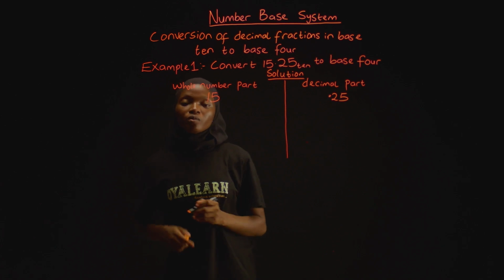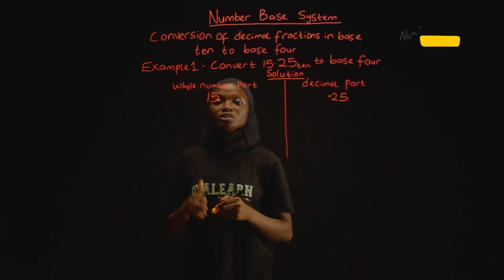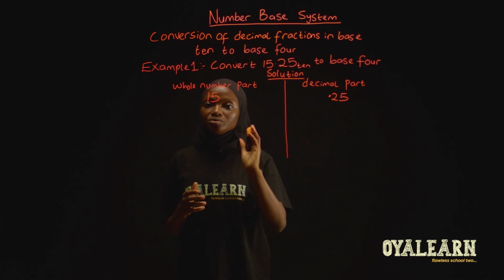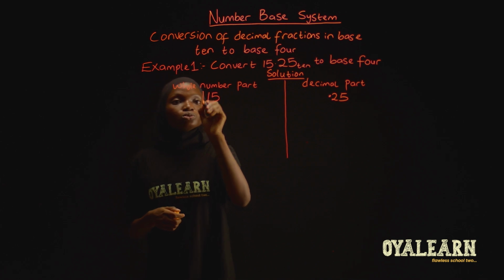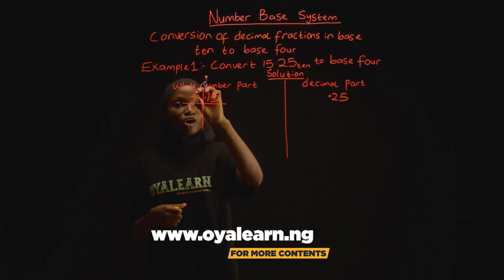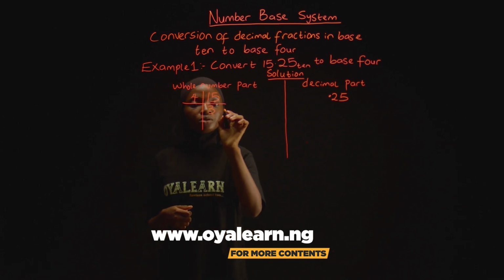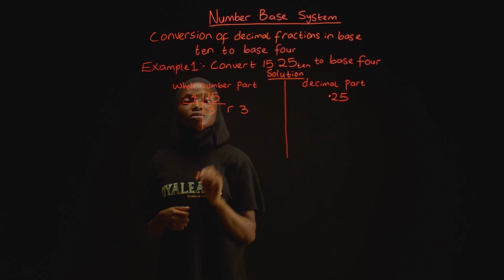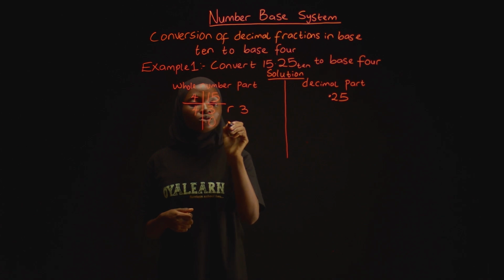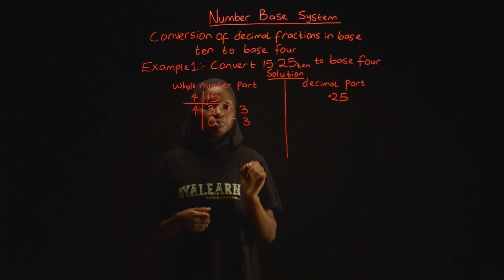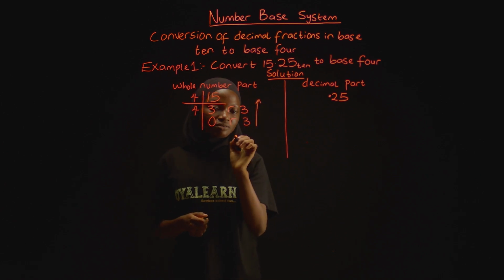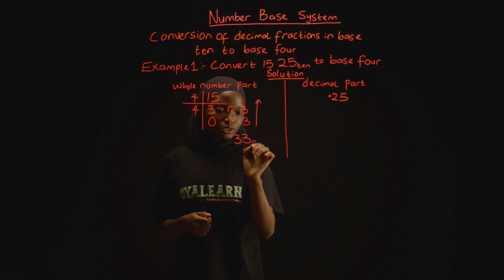So to convert whole number to a number in base 4, we divide repeatedly by 4 until further division is no longer possible and read the remainders upwards. So draw a table, then we have 4 at this side. 4 goes in 15, that's 3, remainder 3. Divide again by 4. 4 goes in 3, that's 0, remainder 3. Read the remainders upwards. You have 3, 3, base 4.